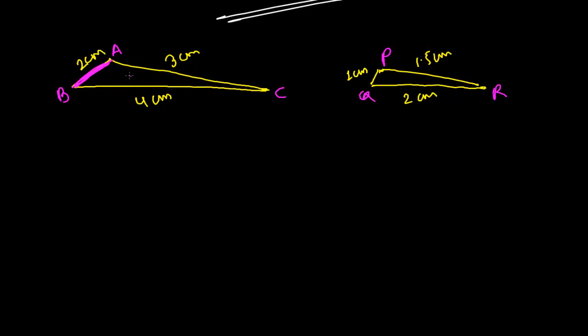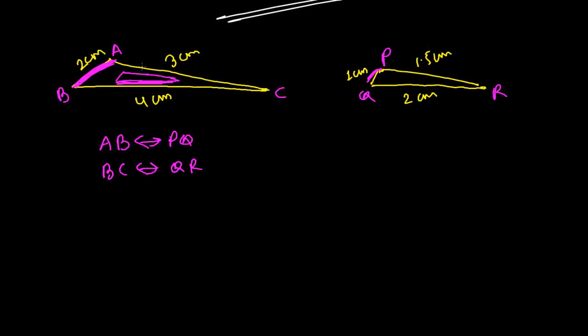So if they are going to match up in this way completely, then the corresponding sides are: this AB is going to correspond with PQ. So AB is the corresponding side of PQ, and similarly this is your QR. So this side BC is going to correspond with the side QR.